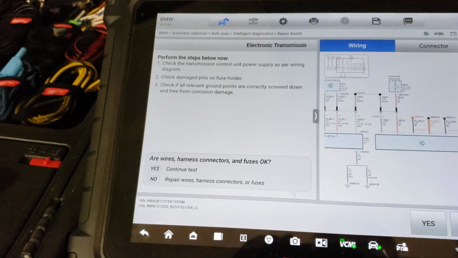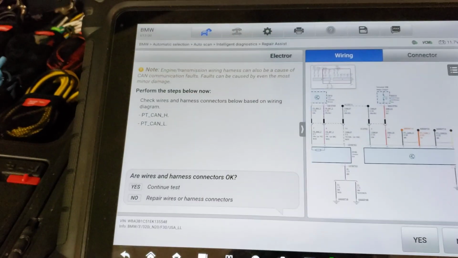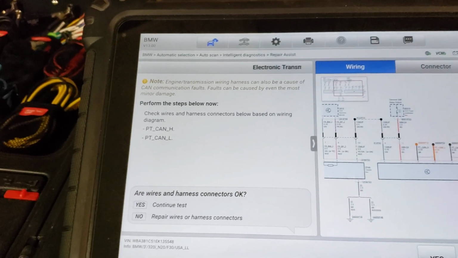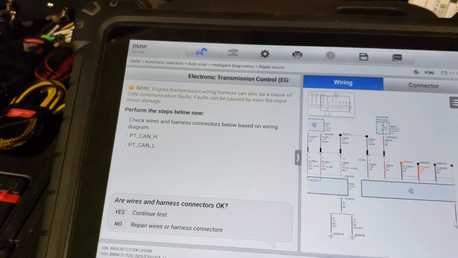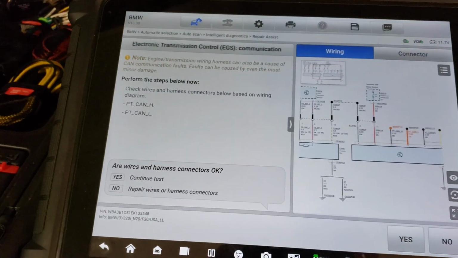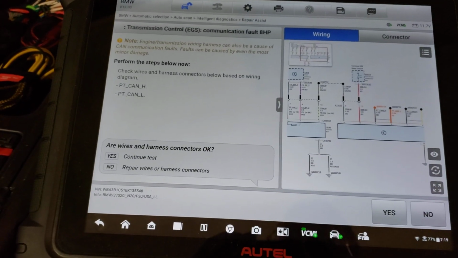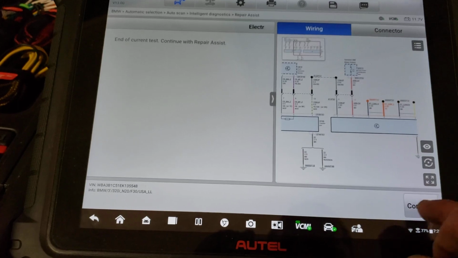Check the transmission power supply. Is everything okay? We'll say yes. Then it wants you to check right here. Engine transmission wire harness can cause CAN communication faults. Faults can be caused by even the most minor damage. Checks PT CAN high 1 and PT CAN low 1. And if it was good, you replace the mechatronics, but that's not the issue.